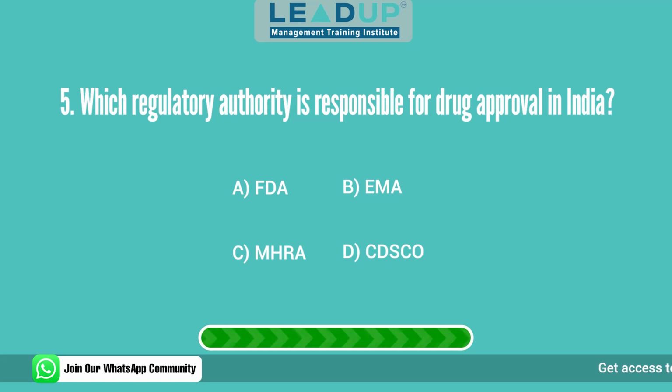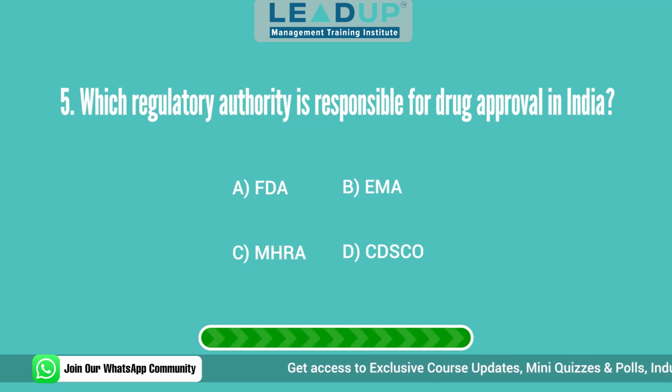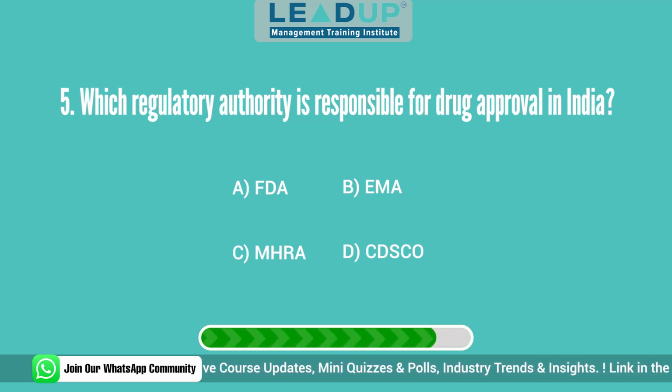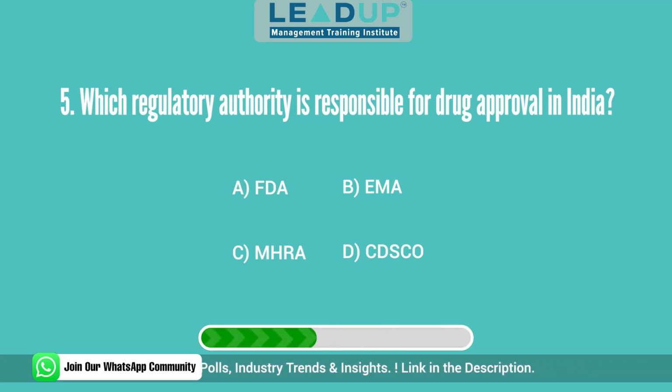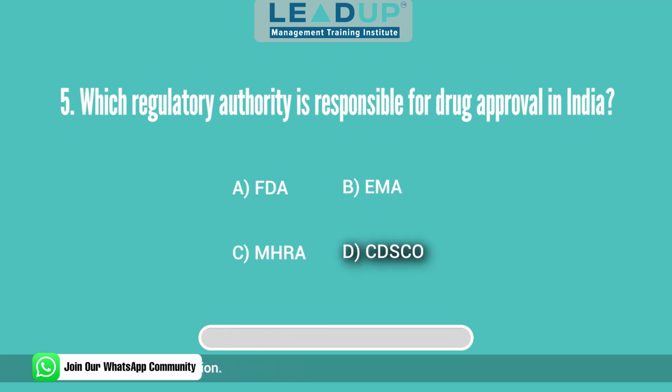Question 5. Which regulatory authority is responsible for drug approval in India? A. FDA, B. EMA, C. MHRA, and D. CDSCO. The answer is CDSCO, Central Drug Standard Control Organization.